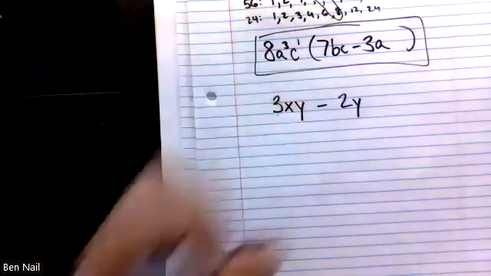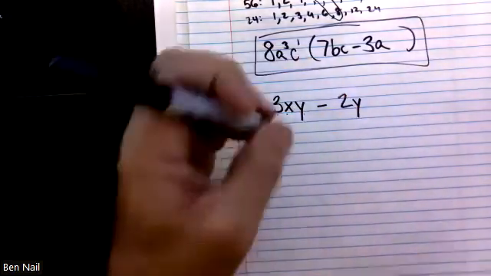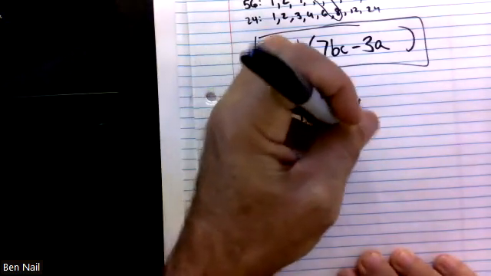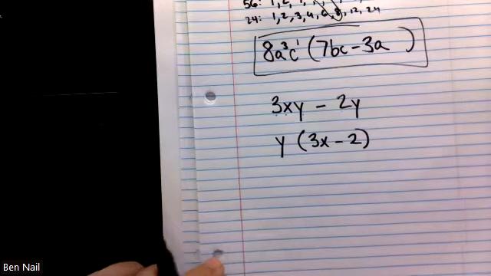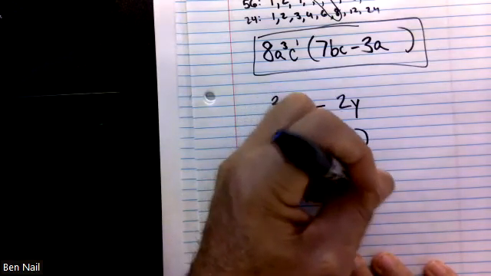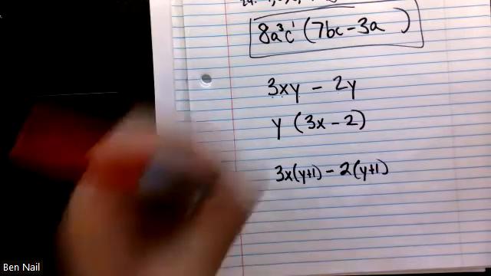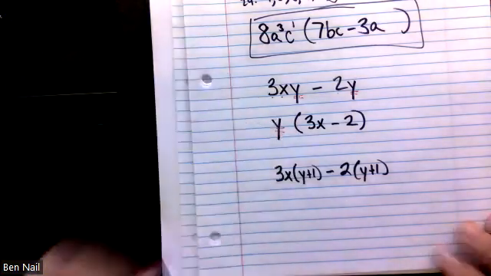Okay, I can't factor anything out of 3 and 2 besides 1. This one only has an x, but they both have y's. So I can factor out that y, and that leaves me with 3x minus 2. In this case, the y was the only term that they had in common, so that was the thing that I could factor out.